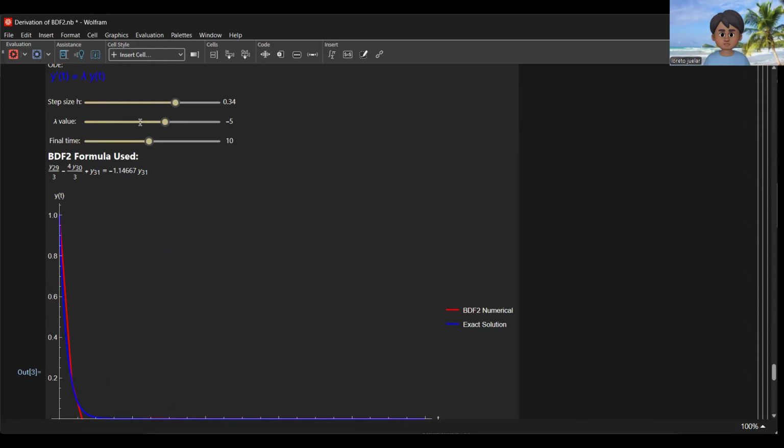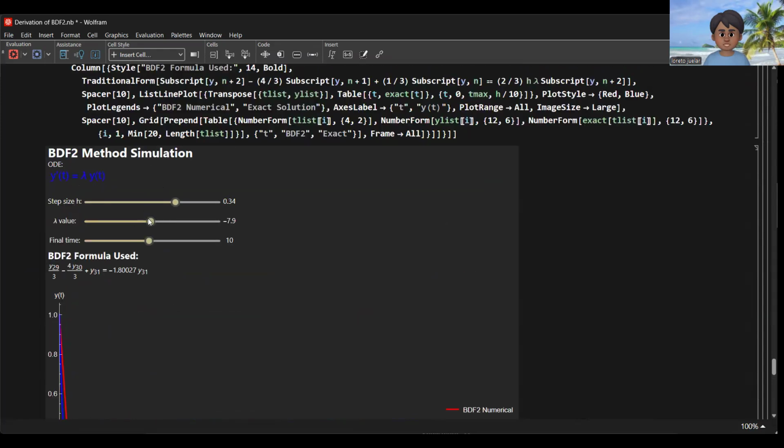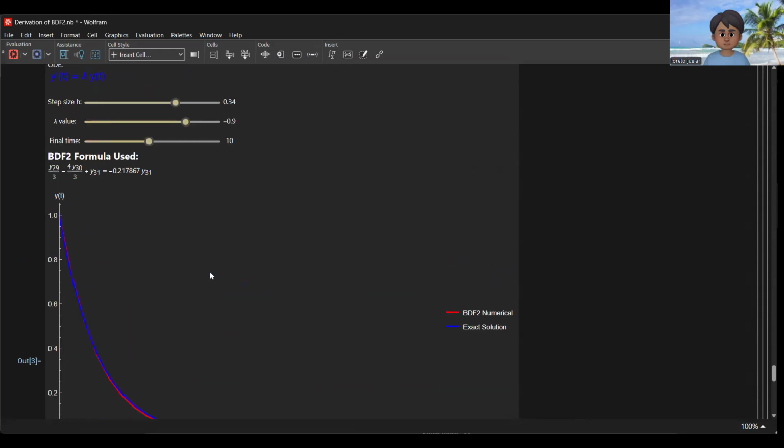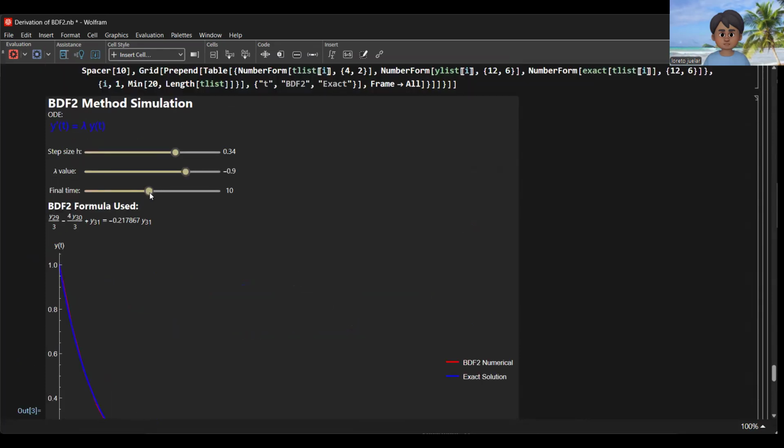For example, we have the lambda value here, so we have a large error. But if we increase the lambda value here, what will happen to the solutions? The solution becomes accurate, no? If we increase the value of lambda here. And we have the final time here. The final time is equal to 10 here. We can also increase the final time here to 18.